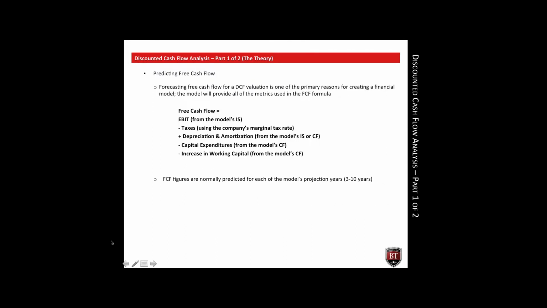Predicting free cash flow. Forecasting free cash flow for a DCF is one of the primary reasons for creating the financial model in the first place. The model provides all of the metrics we need to formulate free cash flow. That is the EBIT, right from the model's income statement. We will then subtract taxes at the company's marginal tax rate. We'll add back depreciation and amortization, which we could find either on the model's income statement or cash flow statement.